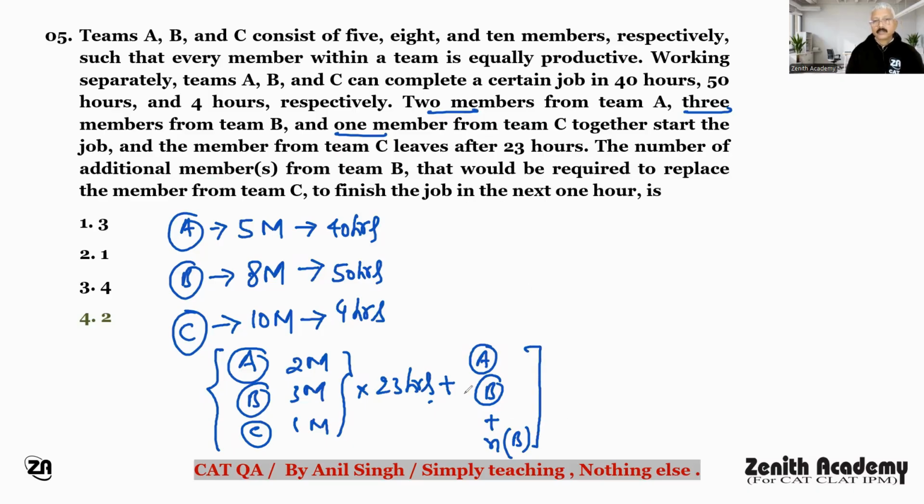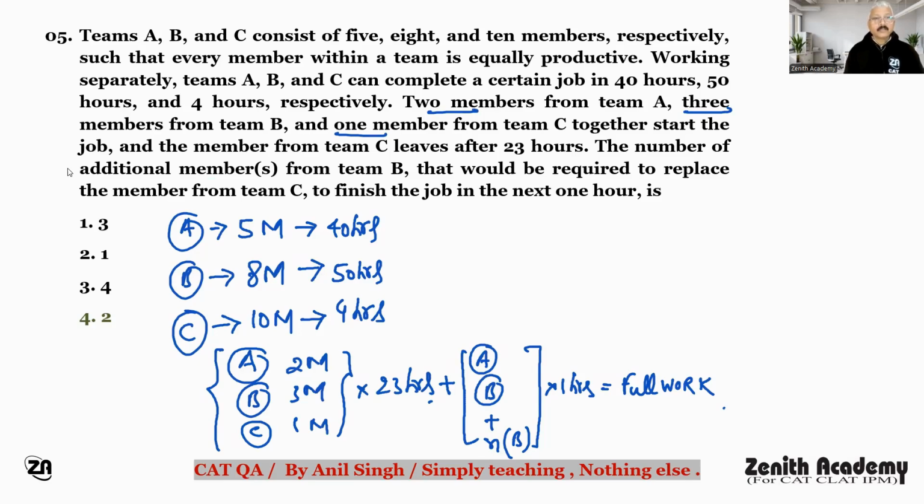They work in 1 hour. So this is equal to full work. This is the question. So how many members, means number n, of members from group B, any value of n is the answer to our question. I think this point is clear.